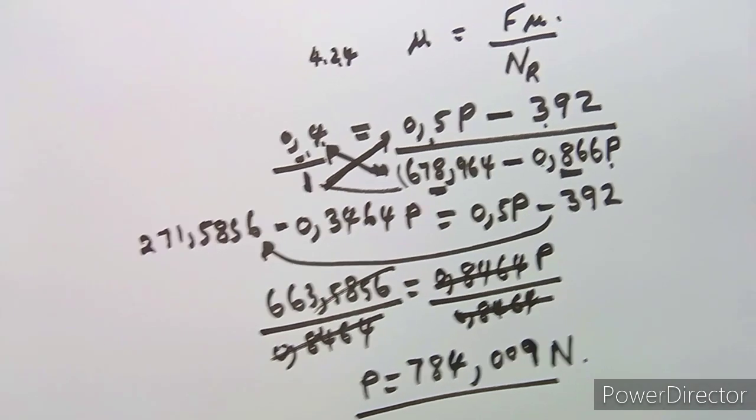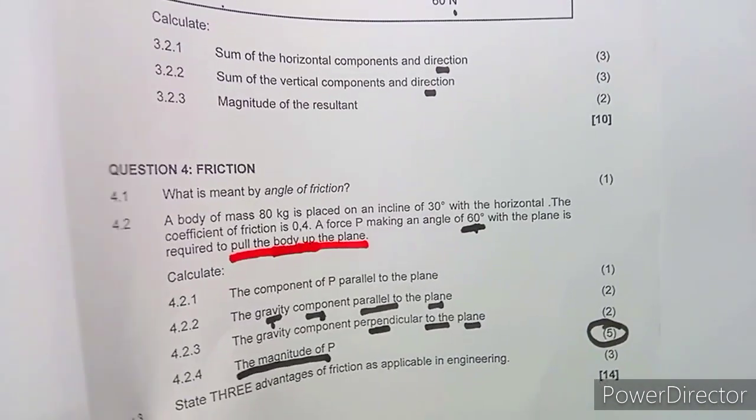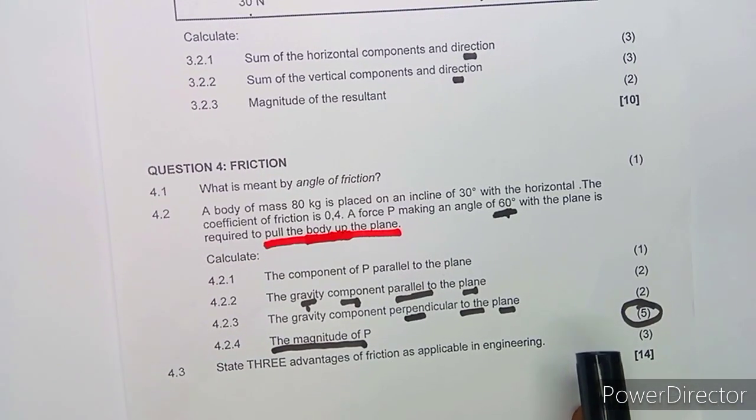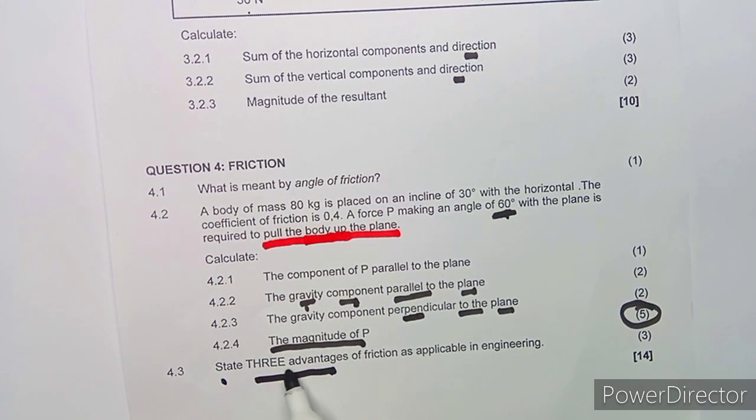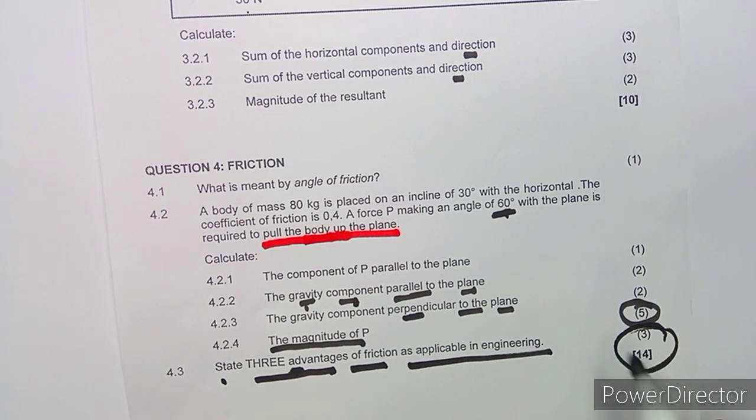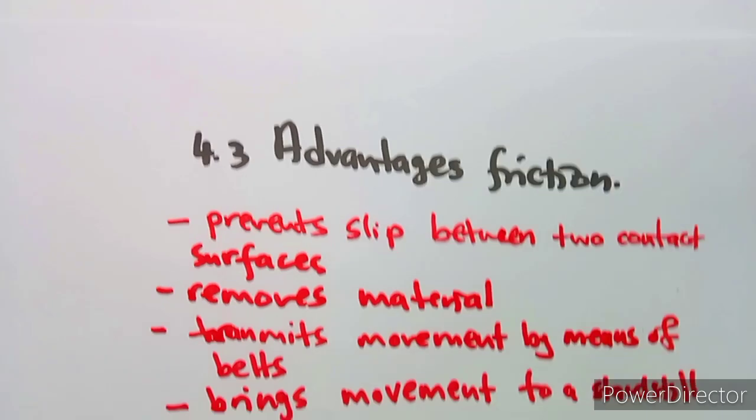All right, so that's how they actually ask these questions, guys. So you must be very, very careful the way the question is given or presented. And we move on to question 4.3, where we're asked to state 3 advantages, sorry, not disadvantages, of friction as applicable in engineering. So that's 3 marks, guys, to make a total of 14 marks. So these are the advantages that I am having, guys, of friction in 4.3.